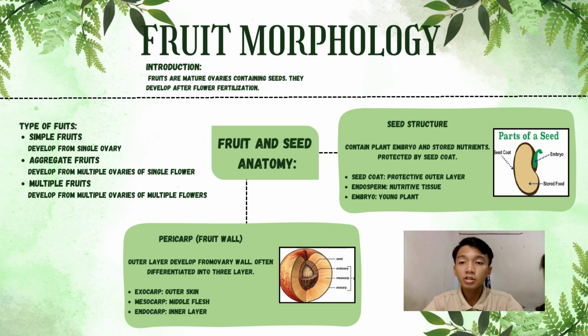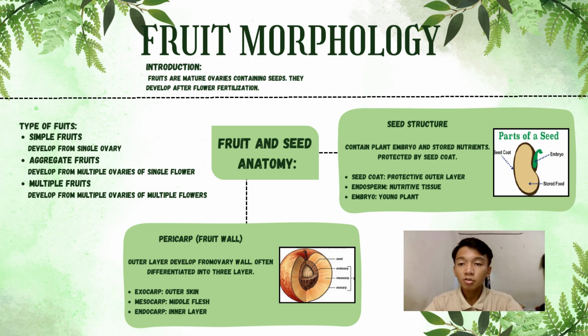Fruit anatomy includes the pericarp and the seeds. The pericarp, which is also known as fruit wall, has three layers. First is the exocarp as the outer skin. Next is the mesocarp as the fleshy middle layer. And last is the endocarp as the inner layer.